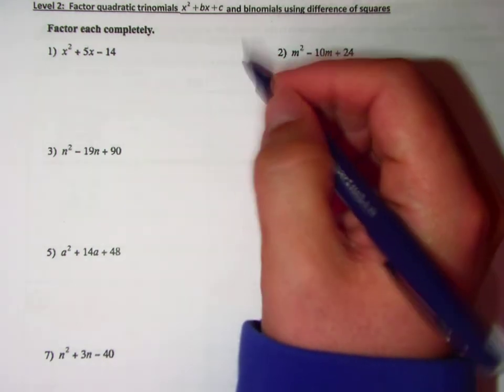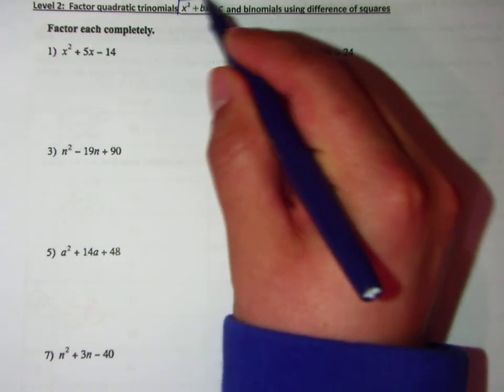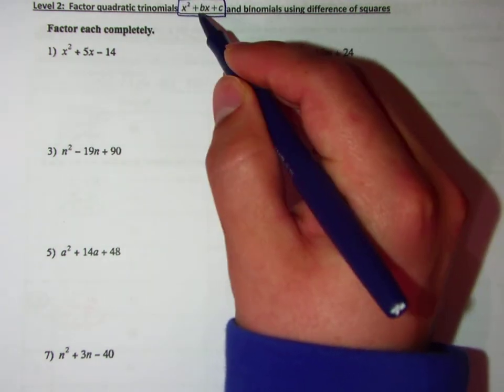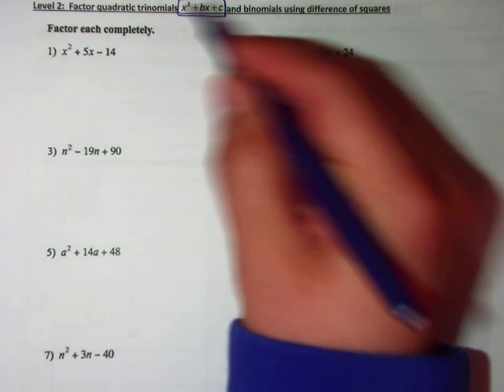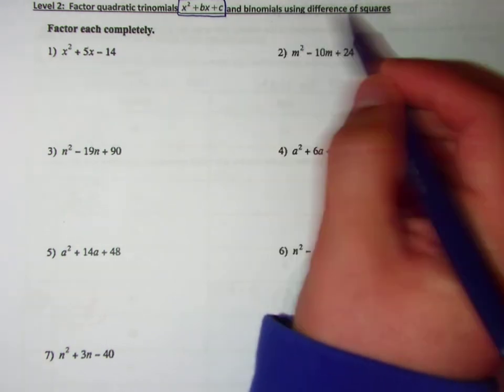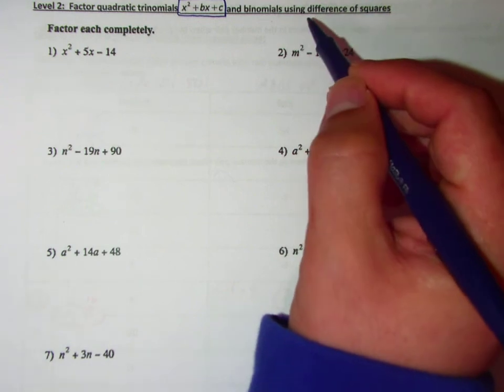One just for factoring x squared plus bx plus c, trinomials, where the leading coefficient is a 1. And then the other video will be the binomials. Those are two terms with difference of squares. So we'll get to that in the next video.